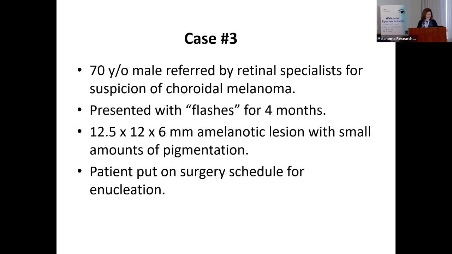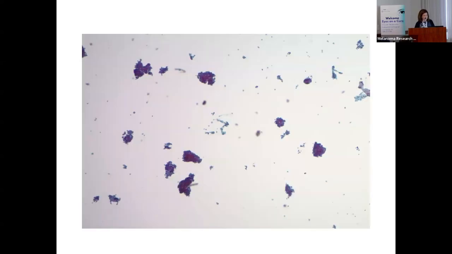All right. And the final case here is from a 70-year-old man. He came in with a diagnosis on the outside of choroidal melanoma from a retinal specialist, who really thought this man had a melanoma. He presented with some symptoms that included flashes for a few months. He had a lesion with no pigment clinically, and he was put on the surgery schedule for an enucleation. However, Dr. Singh intervened and decided, let's sample this. Let's make sure this is melanoma.